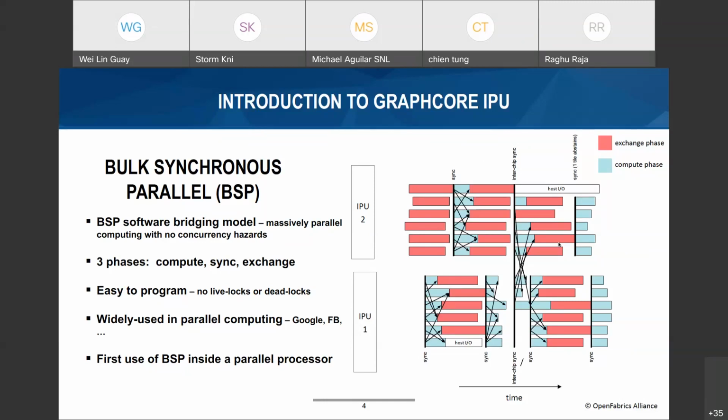After that, we have a sync phase where all cores sync up, and having a separate phase for that ensures that there's no data contention, races, deadlocks, or livelocks. And after that, there's an exchange phase where the data is moved and copied to where it needs to be for the next compute phase.